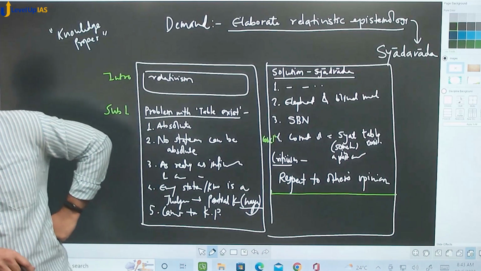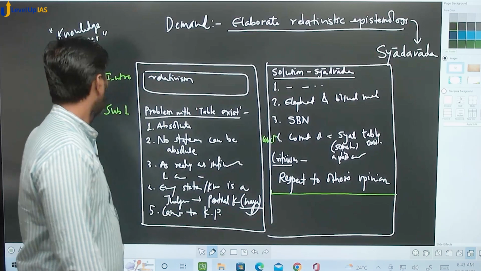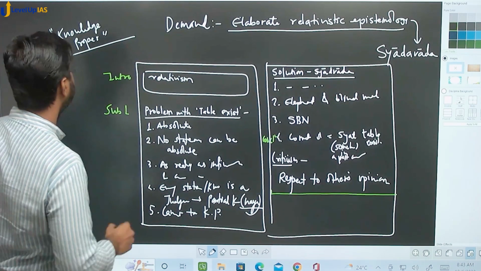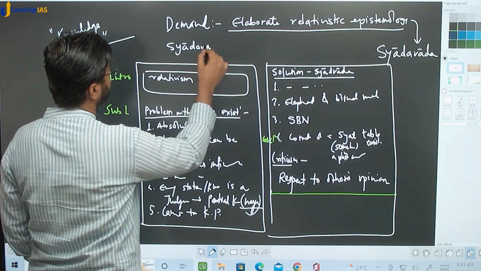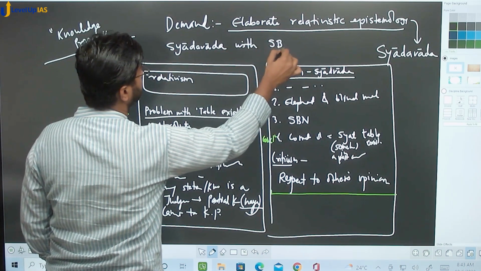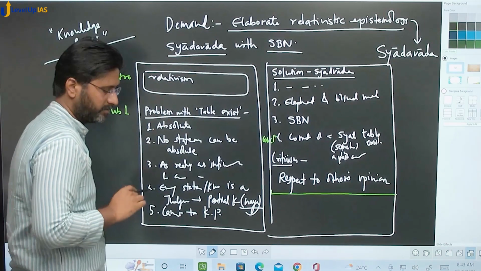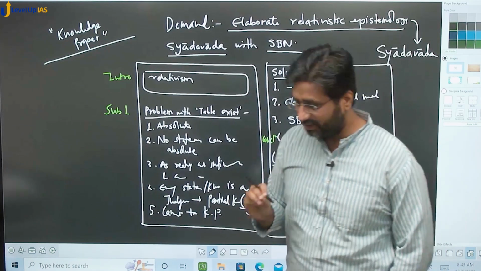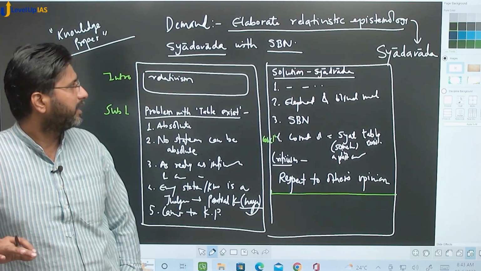Now, some issues is like some people have mistaken, and this happens. I have seen in my foundation batch also and other test series also. People confuse Syadwad with Saptabanginay. Saptabanginay is completely different. Syadwad is completely different. As in, they obviously have a link in them, but what they are talking about is two different things, two different aspects of the one thing.